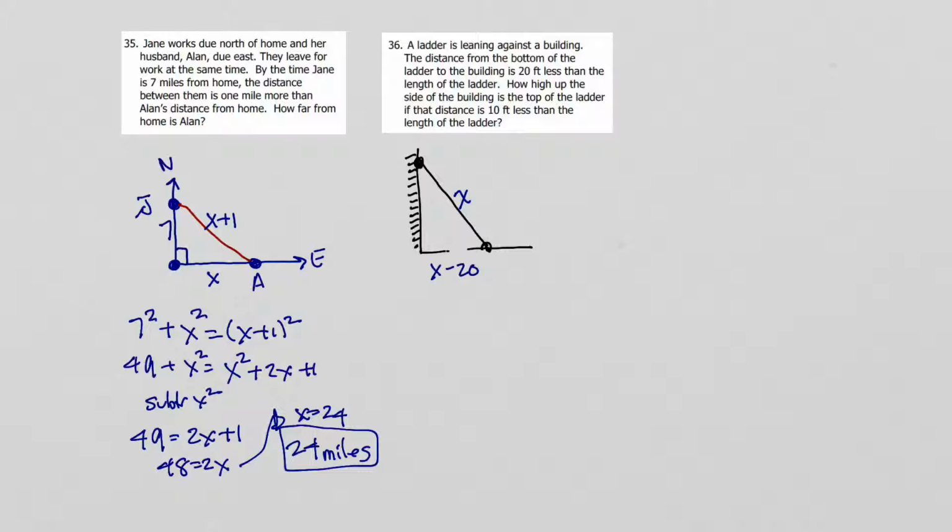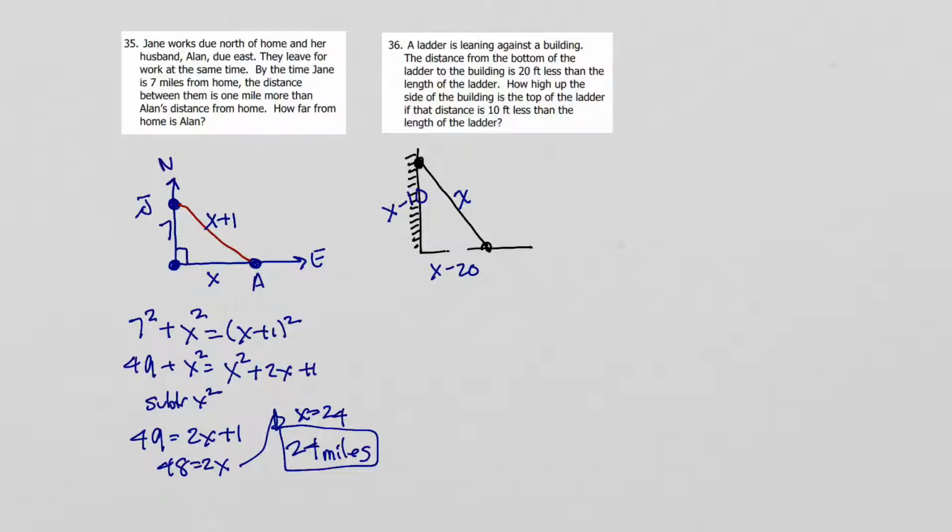And now what else do we know? It says this, how high up the side of the building is the top of the ladder? So how high is that? What's that distance? If that distance is 10 feet less than, there's the less than, the length of the ladder. So the length of the ladder comes second, that's x. So this side here is going to be x, but it's 10 feet less, so minus 10.